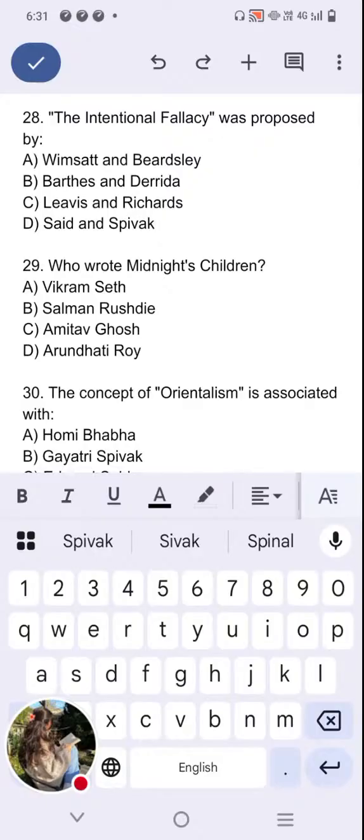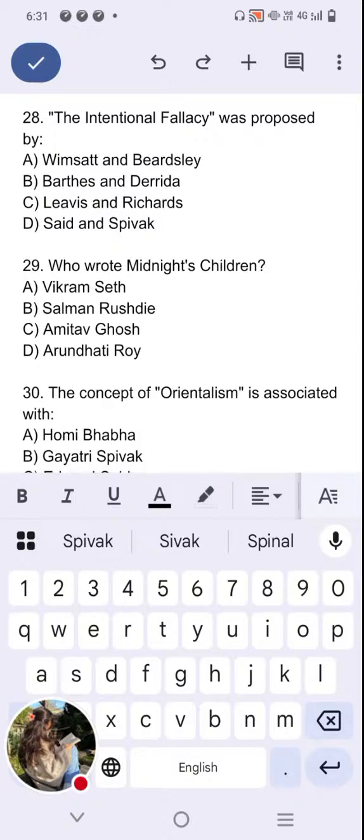The next question. The intentional fallacy was proposed by which among the following? Option A, Wimsatt and Beardsley. Option B, Barthes and Derrida. Option C, Lewis and Richards. Option D, Said and Spivak.